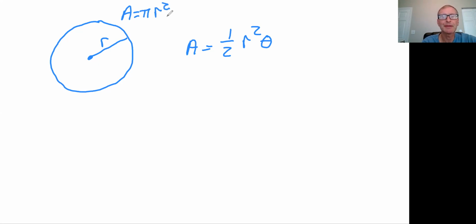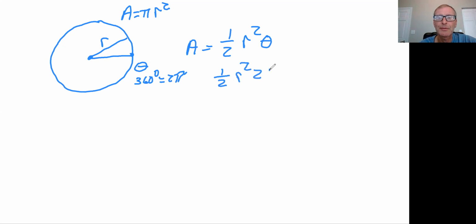And so what is the area? The area is the whole circle. And if you think about what is the angle of the whole circle? Well, the angle is that you go all the way around one time, right? So that would be 360 degrees, or it would be 2 pi radians. So if I plug in 2 pi for theta, you could see that the area would be 1/2 r squared, 2 times pi. And these two would cancel.